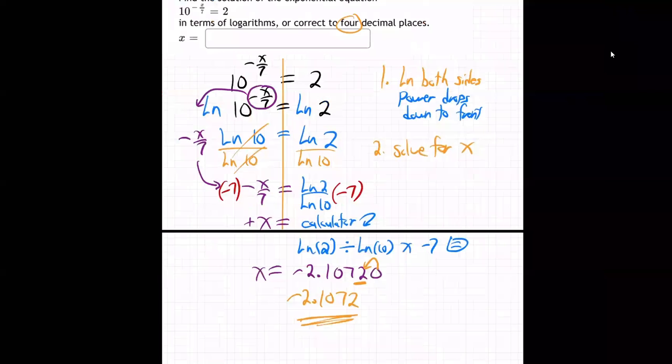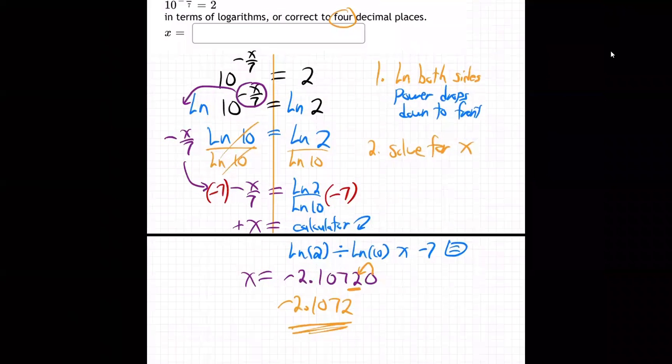So recapping, what did we do? As soon as we see x in the power zone, we know we're going to have to do ln on both sides. So we do ln on both sides, the power drops down. That's step one. Then we just solve for x. So divide off the ln 10, multiply by negative 7. The two negatives make positive. The 7s canceled, right? I didn't even say it, but I'm assuming you knew it, because that's 7 over 1. Any whole number over 1, those 7s cross canceled, didn't they? So x is alone. Hit the buttons on your calculator. There we go.